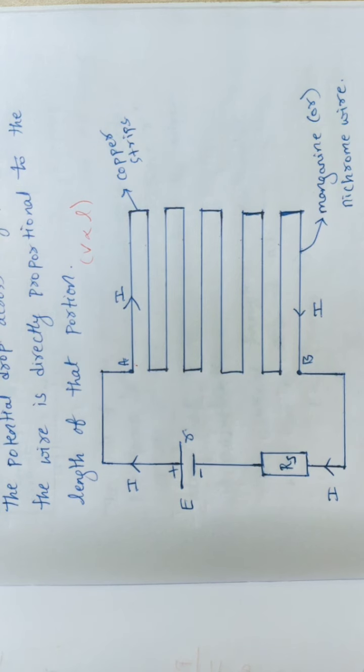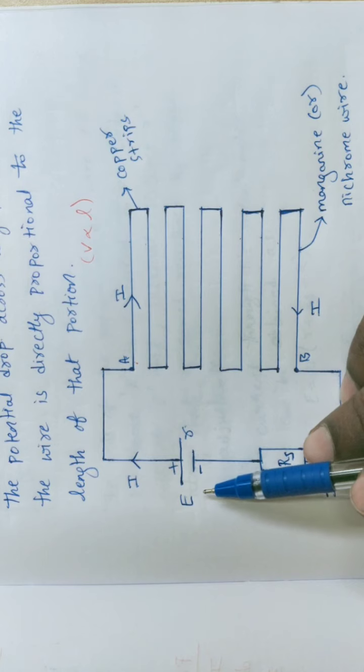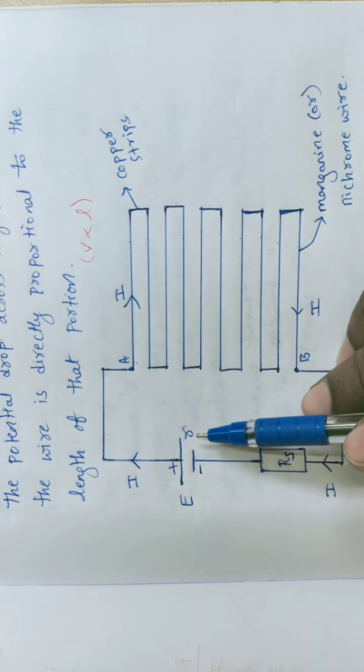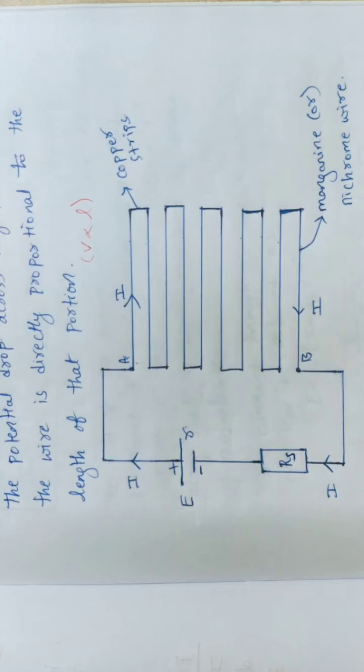The wire is continuously introduced in between A and B with the help of copper strips. Between A and B we are introducing one circuit, which we call the primary circuit. In that primary circuit we are introducing one battery with EMF capital E and internal resistance small r. Along with that we are introducing one series resistance, which is represented as RS.